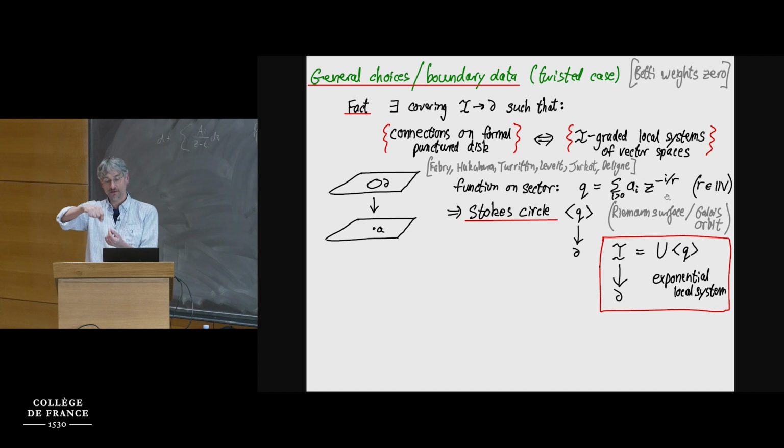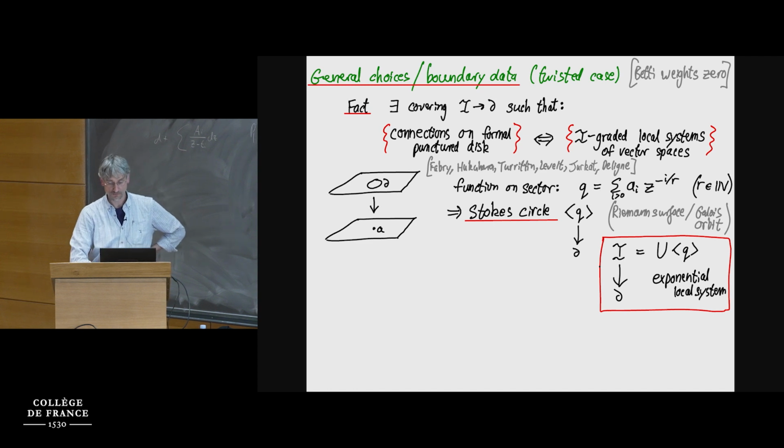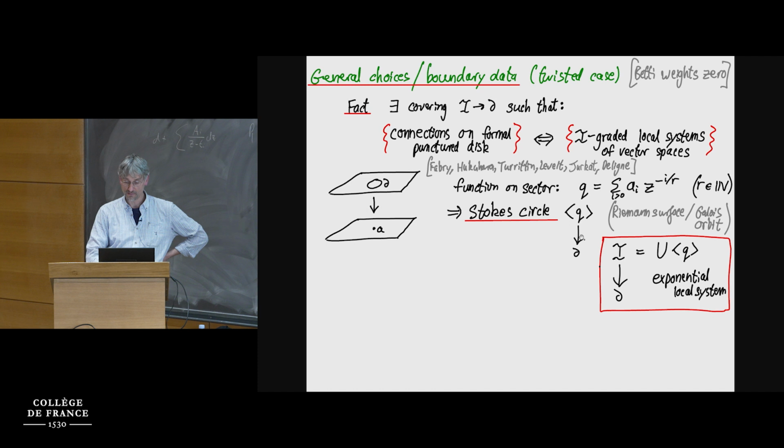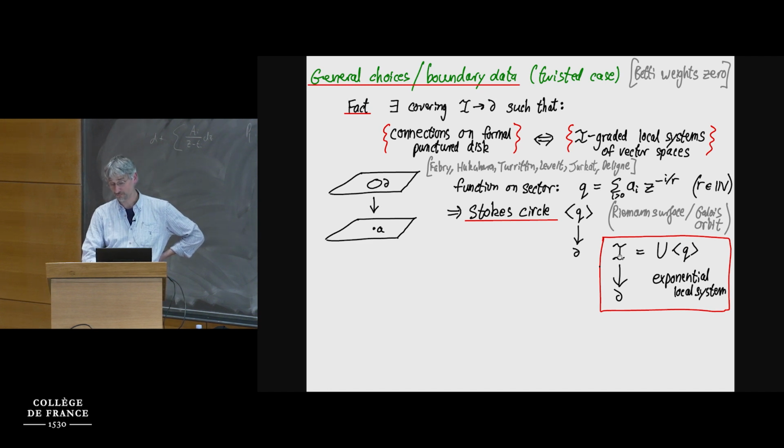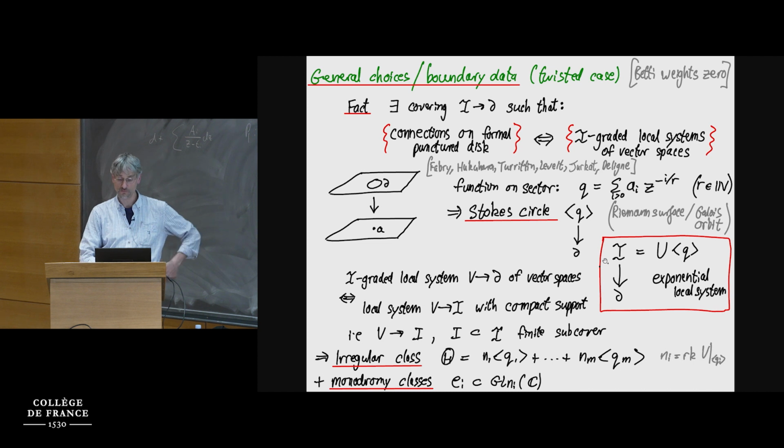So basically, you define the Stokes circle to be the finite covering of the circle of directions on which this function becomes single valued. So the ramification of a Stokes circle is the smallest r which is possible to put in this expression for Q. So each of these Q's determines this covering circle, the Stokes circle, and you can put all of these together to give this infinite cover, the exponential local system. And then the statement is that local systems on this covering space with compact support, so it has to be supported on just a finite number of the circles.